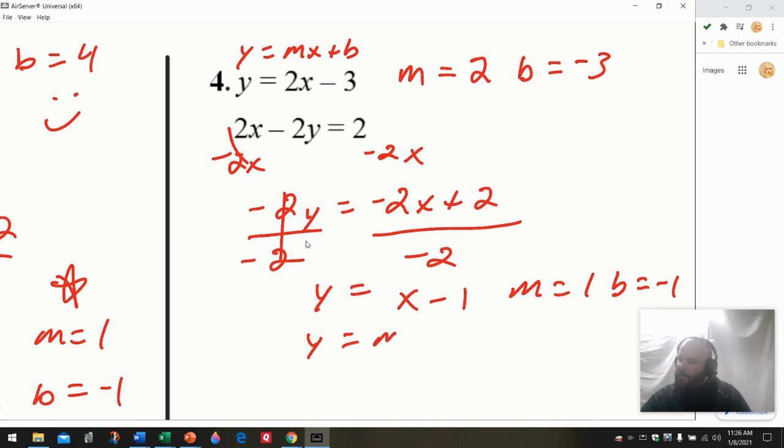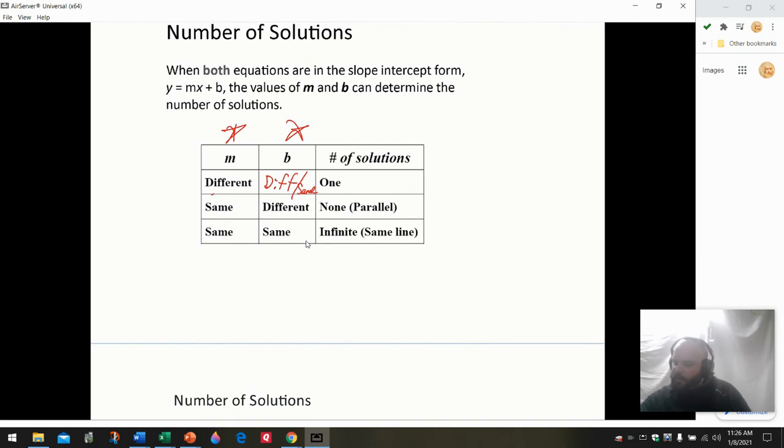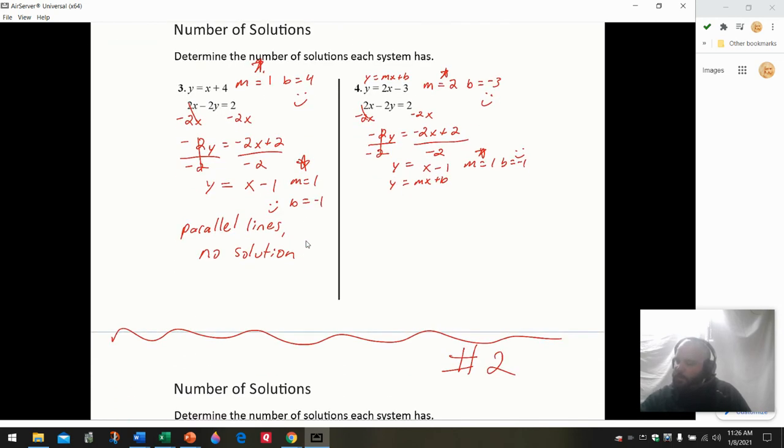So y equals mx plus b. So m is 1, b is -1. The m's are different. The b's are different. So m is different, b is different. If we go up here, m is different, b is actually could be different or the same. It's going to mean we're going to have one solution. So we would come down here and write one solution.